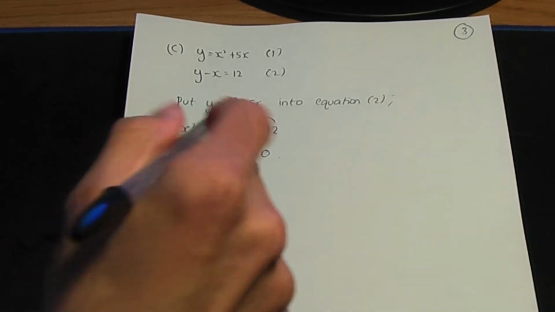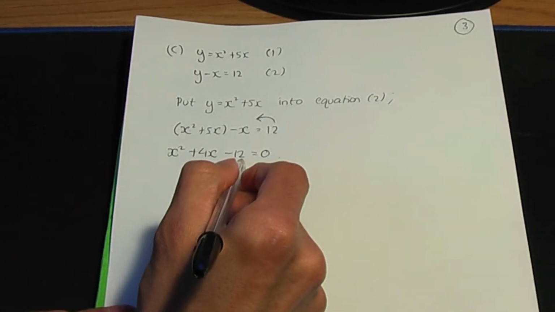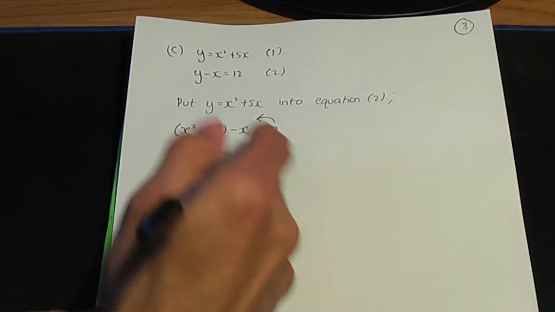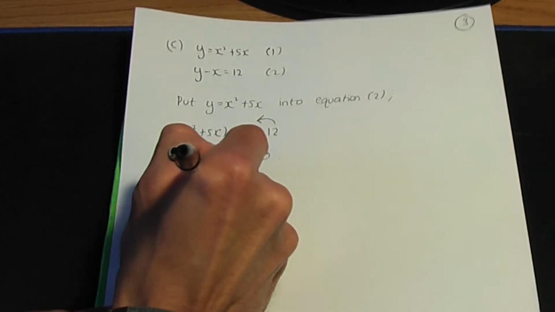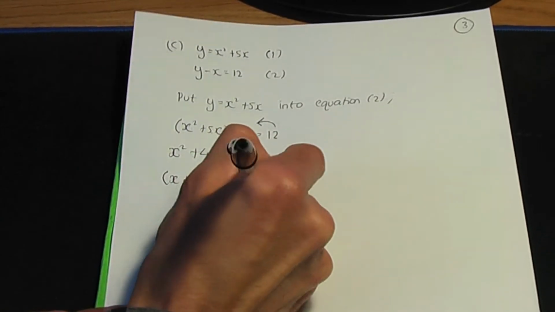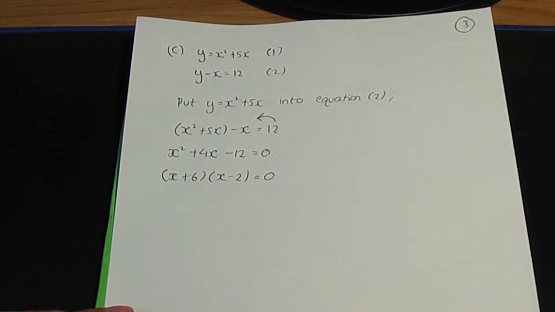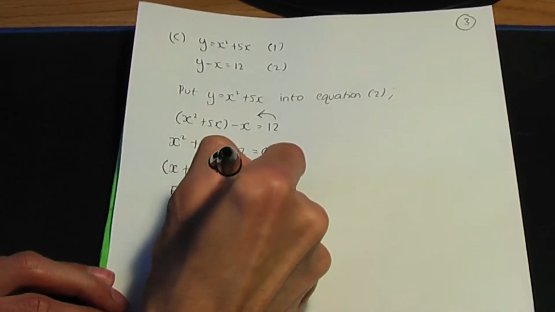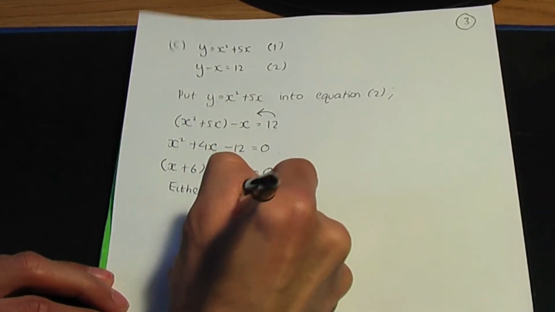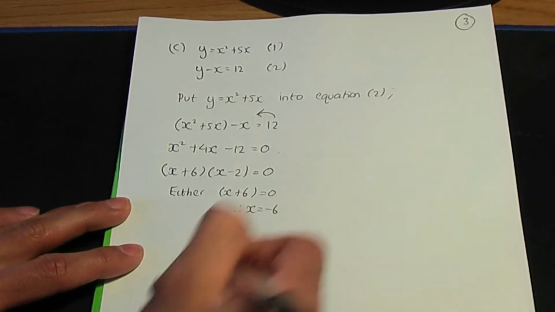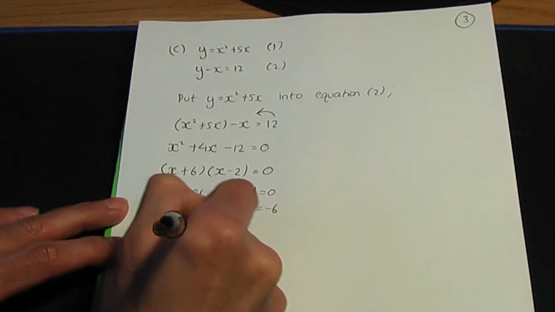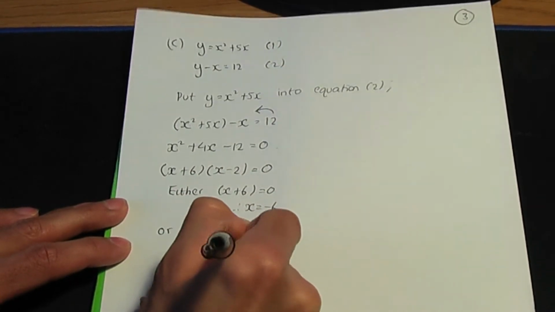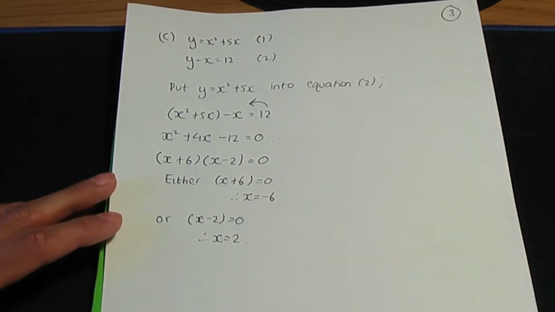Now this equation can be factorized, or you can use your quadratic formula to find the values for x. If I factorize, the factors being x plus 6 and x minus 2, so these should be the two factors. So either x plus 6 is 0, that means x is minus 6, or x minus 2 is 0, that means x is plus 2. So these are the two values for x.